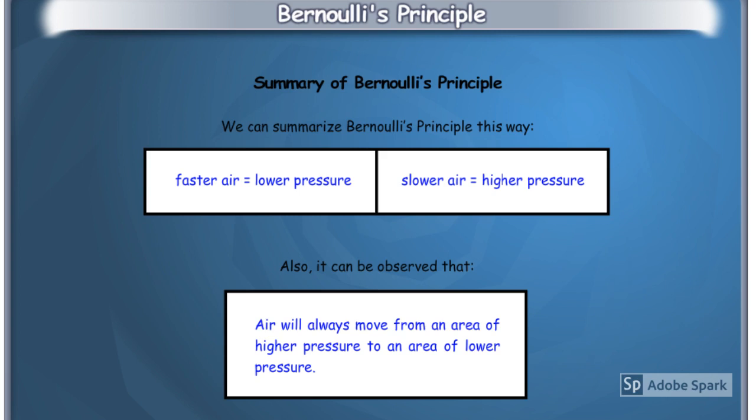We can summarize Bernoulli's principle this way. Faster air equals lower pressure. Slower air equals higher pressure. Also, it can be observed that air will always move from an area of higher pressure to an area of lower pressure.